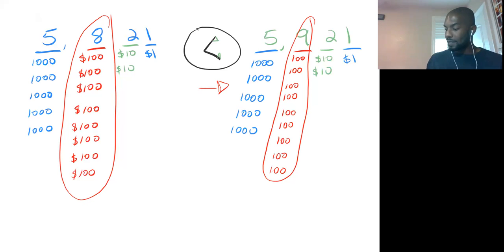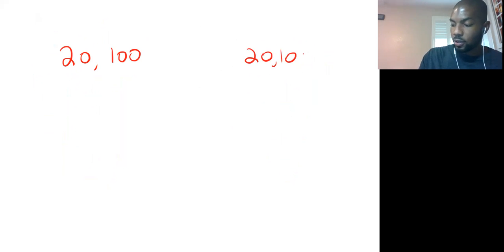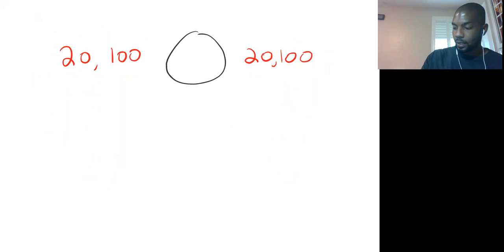All right, and then finally, let's do one where they're equal. The equal ones are very simple. They look exactly alike. Which one's bigger, 20,100 or 20,100? Well, they're the exact same. So you just put an equal sign.